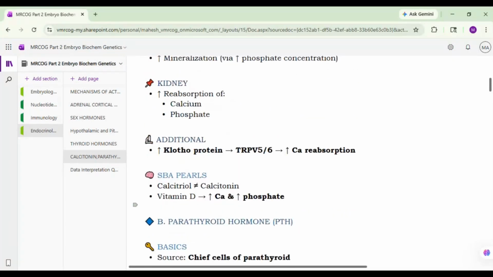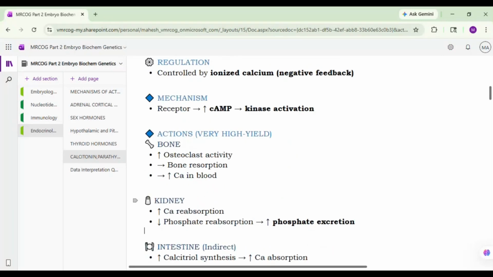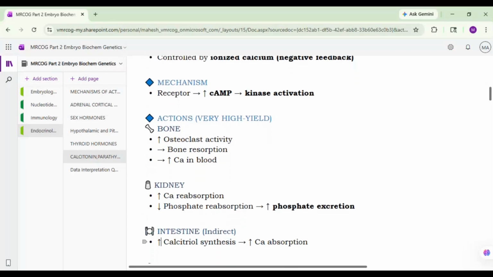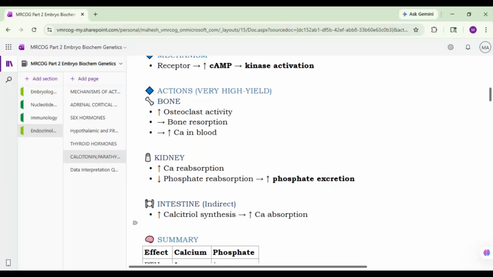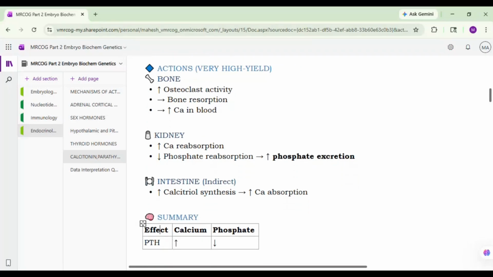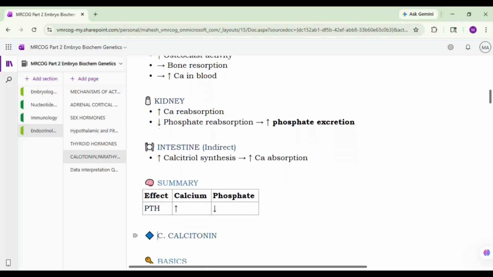While vitamin D, what does it do? It increases the calcium absorption and it also increases the phosphate absorption. Okay. So here in the kidney, this parathyroid increases the calcium reabsorption, but decreases the phosphate reabsorption. So increased phosphate excretion. In the intestine, PTH will increase the calcitriol synthesis, leading to increased calcium absorption. Okay, so in summary, parathyroid increases the calcium and decreases the phosphate. So this you should remember.